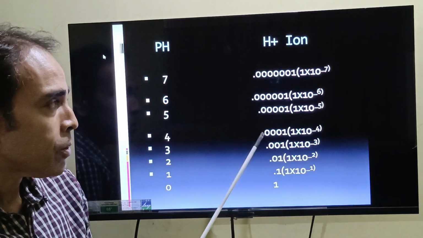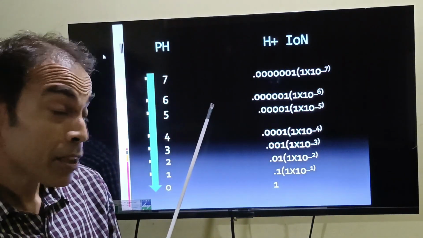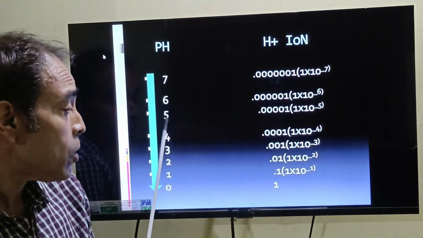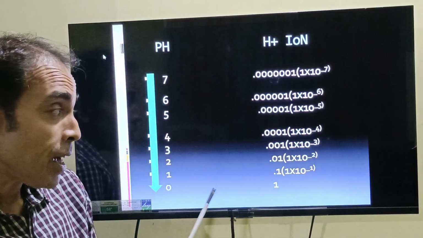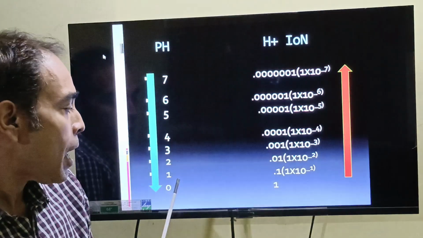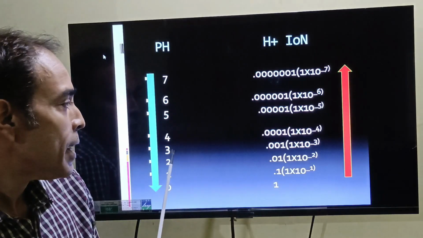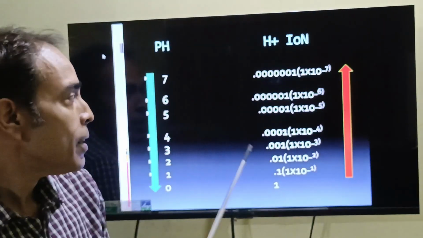If you look closely at this chart, as the pH decreases from 7 to 0, the hydrogen concentration increases. As you see, the hydrogen concentration at a pH of 1 is much more than at a pH of 3.